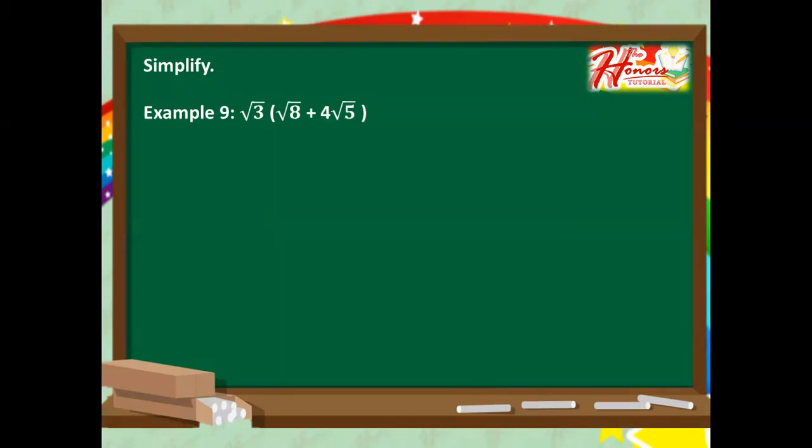So we have here the square root of 3 times the quantity of square root of 8 plus 4 square root of 5. And this is what we are going to do. Let's write the solution here. And then let's distribute square root of 3 to each of the terms inside the parentheses. So let's start with square root of 3 times square root of 8.